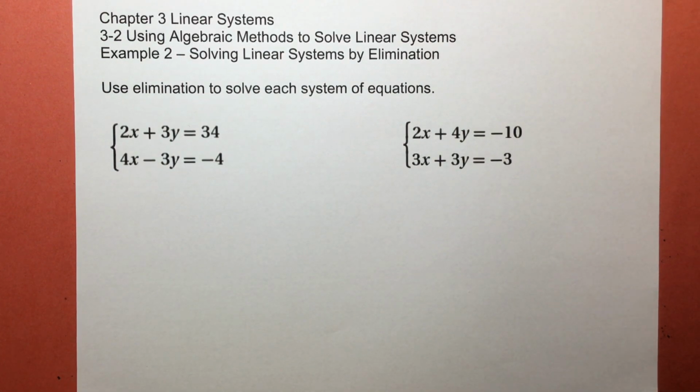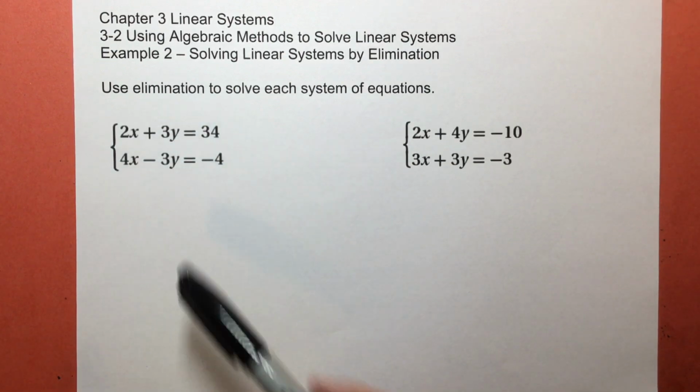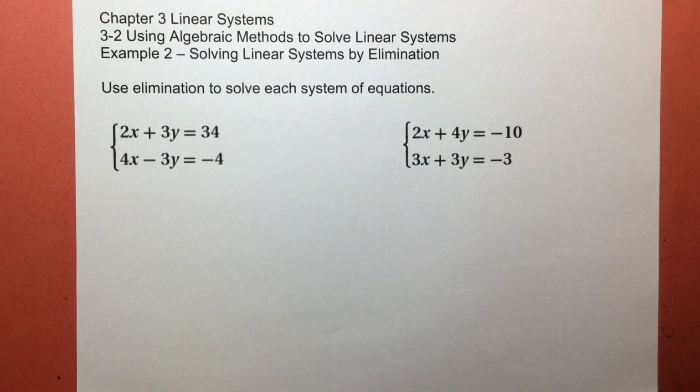The main idea of this method, and actually the main idea of the substitution method too, is to get one equation with one variable. I have two equations with two variables. I got an x and a y, and I got two equations. That means I can solve it. But in order to solve it, I have to get down to just one equation with one variable.